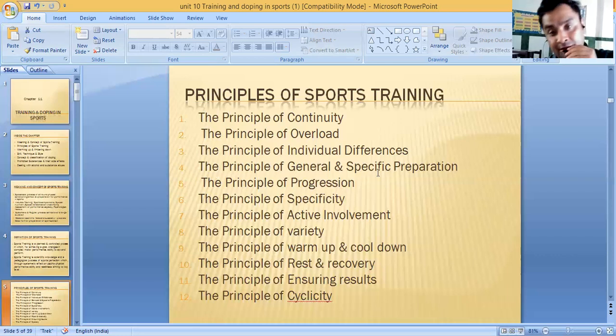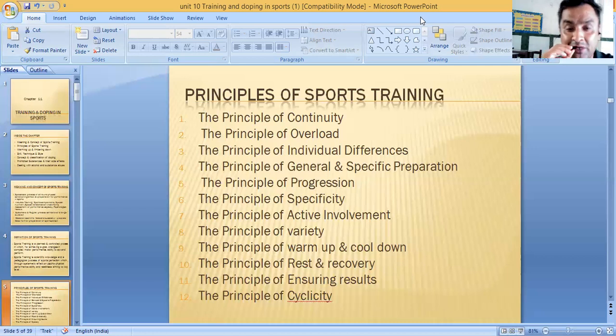Next is the principle of general and specific preparation. That means before training, there should be general and specific preparation. General means normal preparation. Before starting any training activity, you must warm yourself up. These are general things. Or if you are doing some specific training, for example weight training, then you must prepare yourself specifically. For example, a little exercise with the rod, the empty rod, exercise with the lat pulley, okay? So you have to keep all these things in mind.